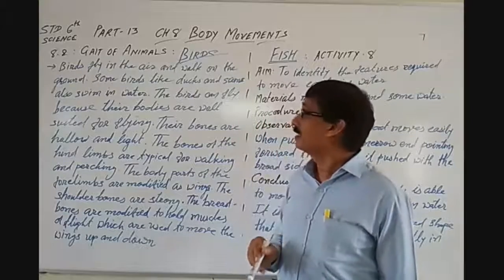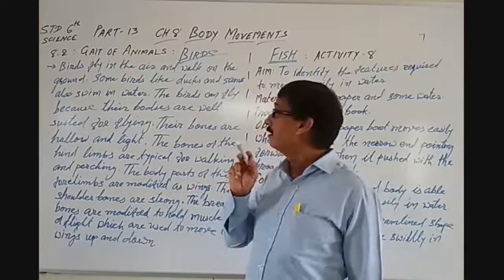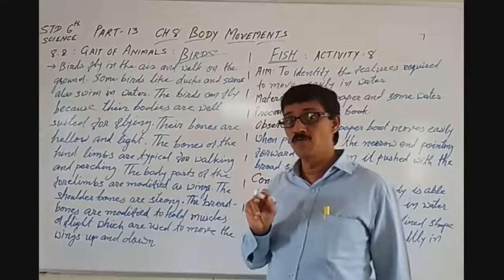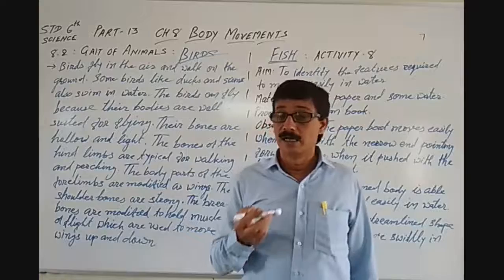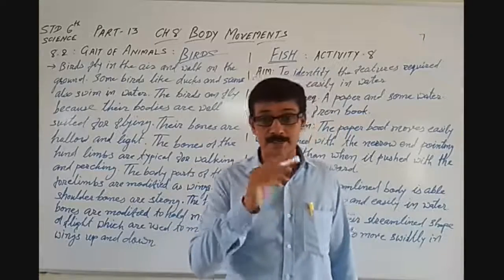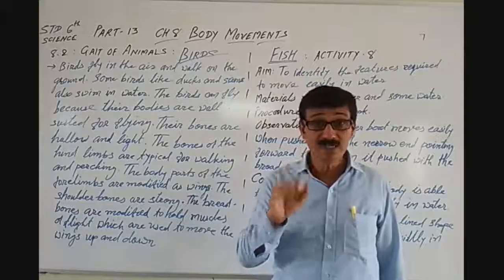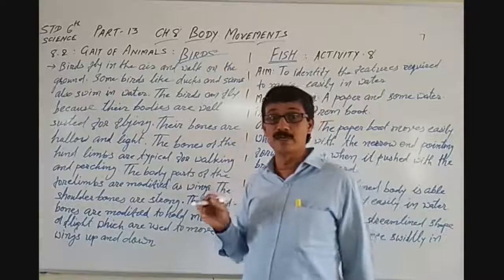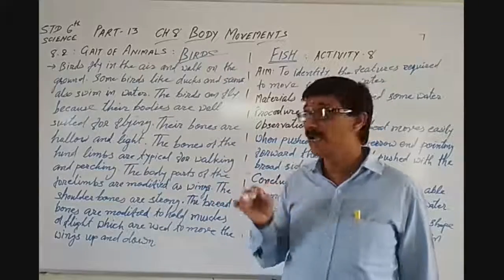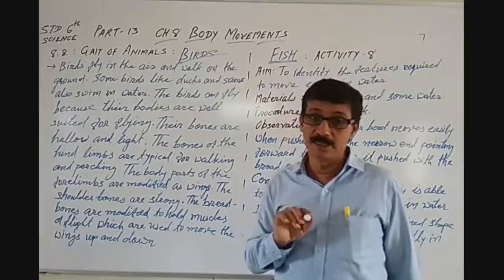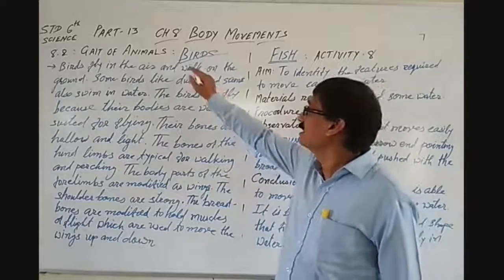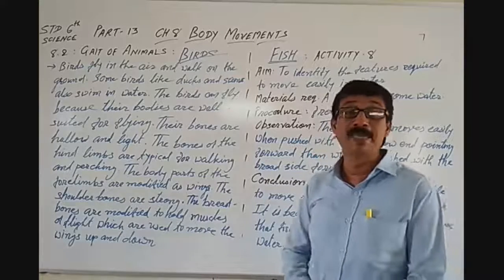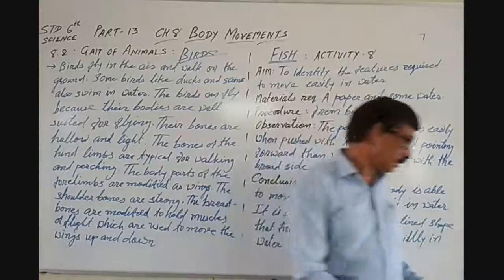Now, in this part, let's first of all understand the gait of the birds. Okay, so first of all we will try to understand the birds, and then after we will try to understand the gait of the fish. Now here in this one, see, birds also have bones and fishes also have bones, isn't it? So let's first of all try to understand the gait of the birds, which is available on the page number 74.